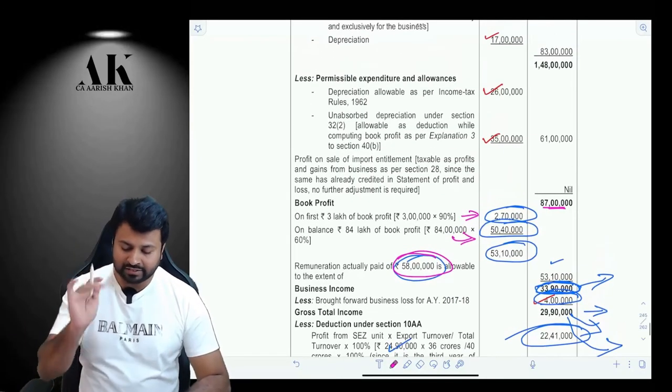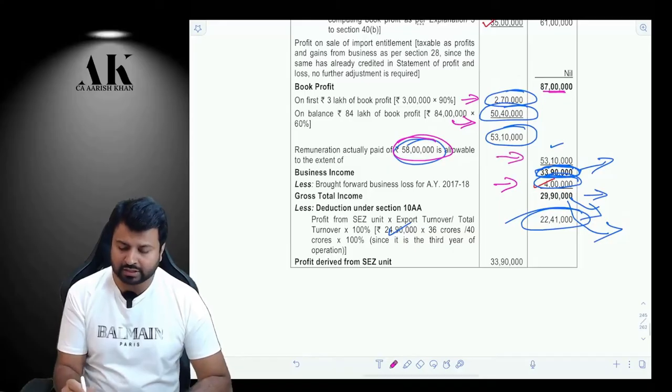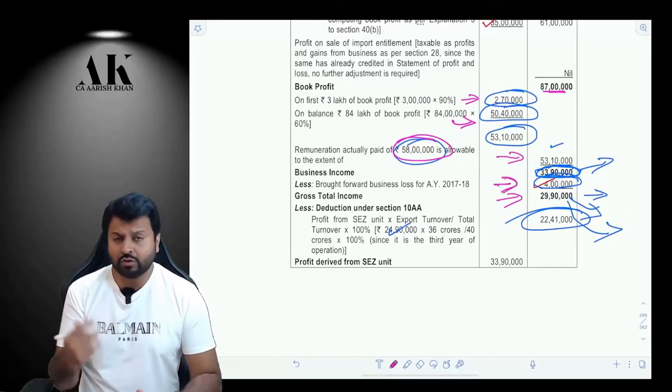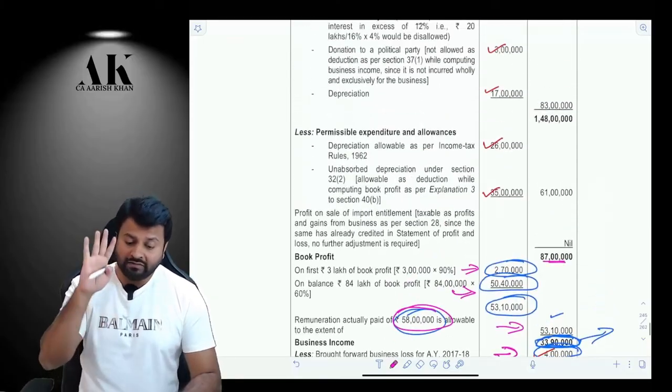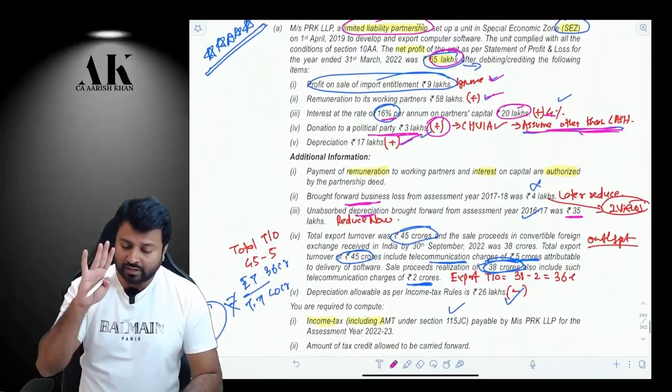Now, once this is computed, the real challenge will start. Once your book profit is computed and your remuneration is computed, then you will reduce your brought forward loss also, because we need to also compute our total income. Once total income is computed, now we are supposed to compute the deduction under the provisions of 10AA.